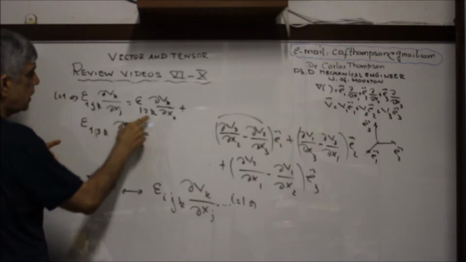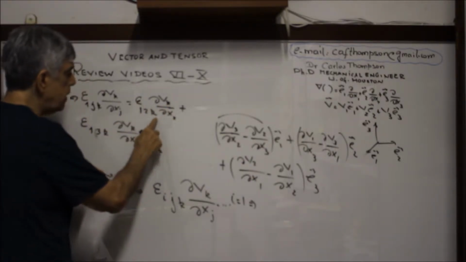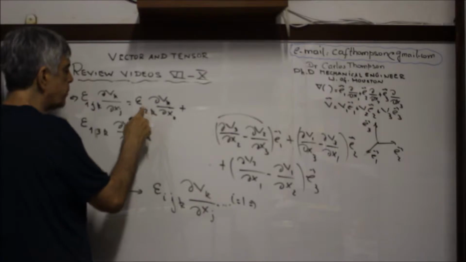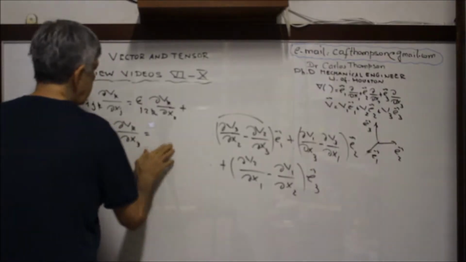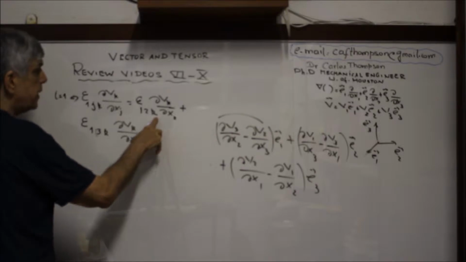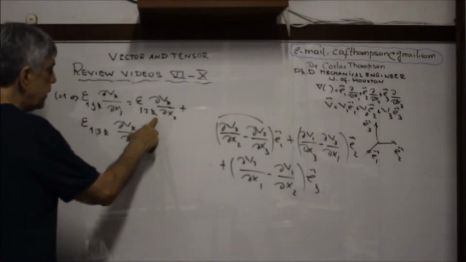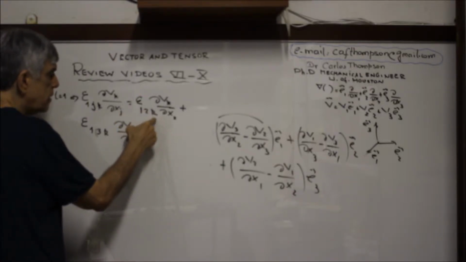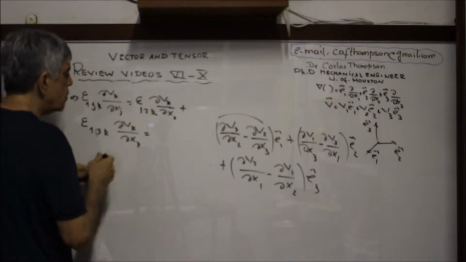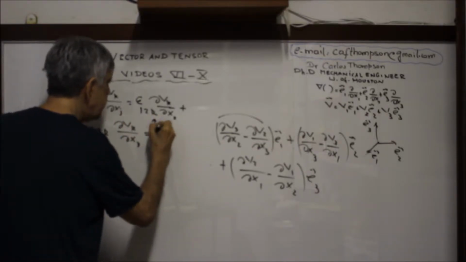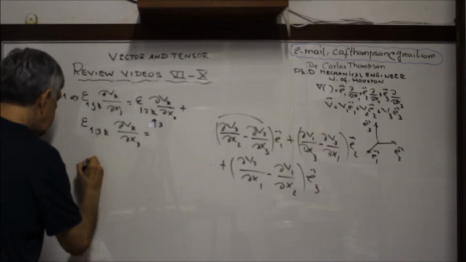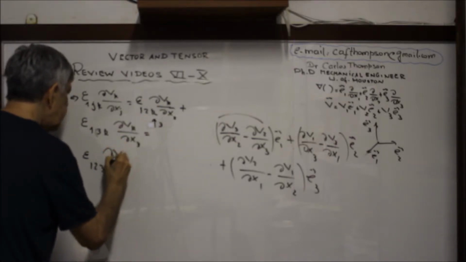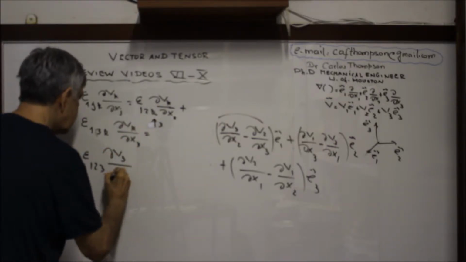Now look, k here cannot be 2, neither 1, because epsilon 1, 2, 1 is 0, epsilon 1, 2, 2 is 0. Okay, k here must be 3, because for k equal 1, epsilon 1, 2, 1 is 0, and for k equal 2, epsilon 1, 2, 2 is 0. So here k must be 3. So this is equal to epsilon 1, 2, 3 partial of V3 with respect to x2.